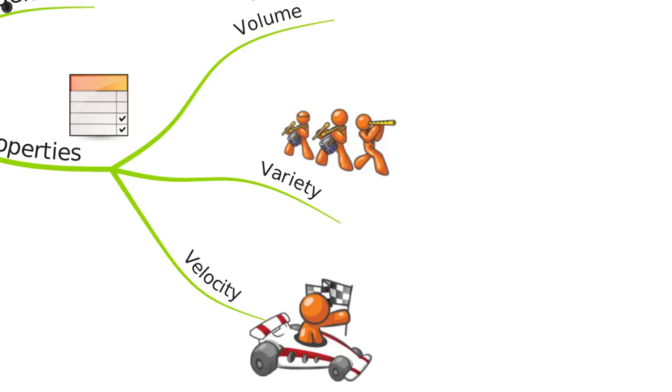The result of your calculation would be your value. Value is the fourth V. So we could say volume, variety, velocity, and value.